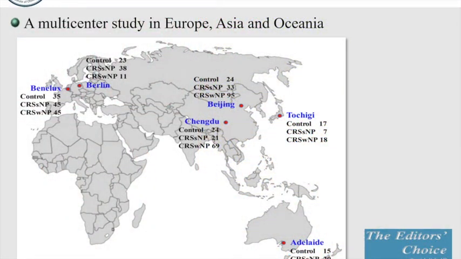We published a multi-center study in 2016 demonstrating the diversity of inflammatory patterns of nasal polyps in the world. The study involved 2 centers in China, 1 in Japan, Adelaide in Australia, Berlin and Benelux in Europe. We collected samples from these centers and we measured different cytokines in polyps.